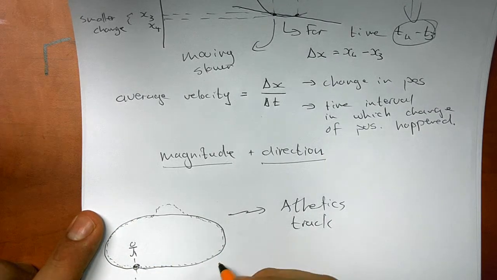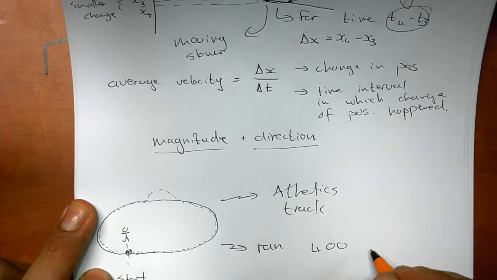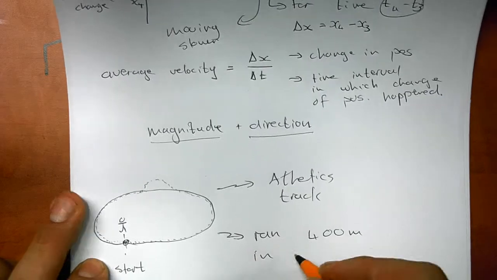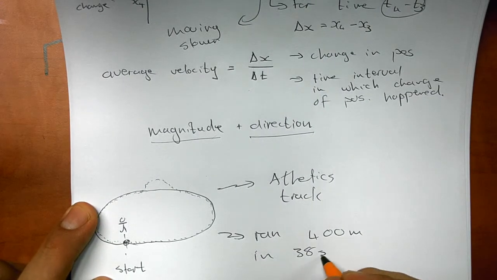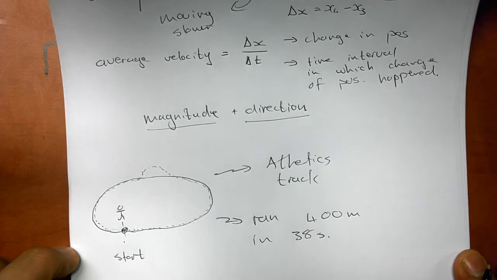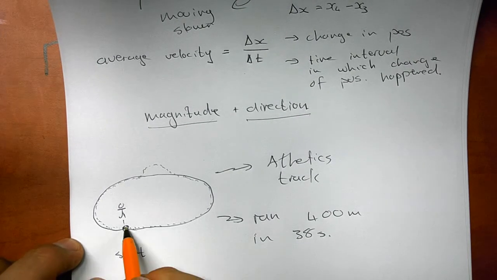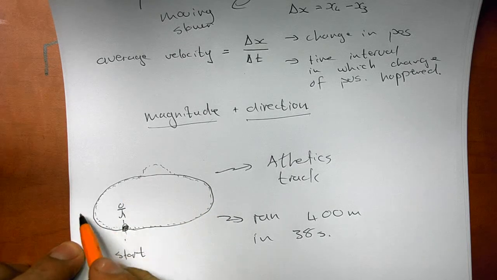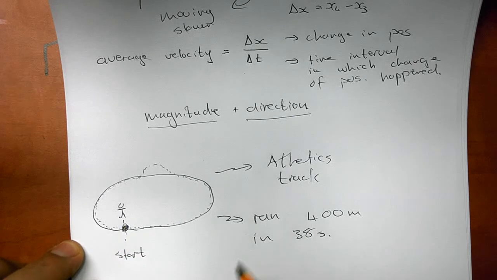So you keep on going and you stop right over there, and you ran these 400 meters in world record breaking 38 seconds. Right, so you feel pretty good about yourself and your own effort. But if you start out over here and you run all the way around and you end up right where you started, what's your change in position?